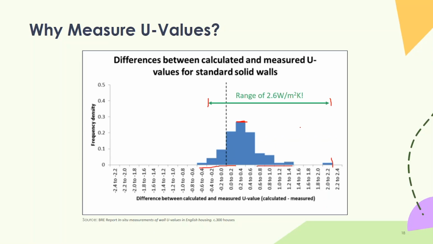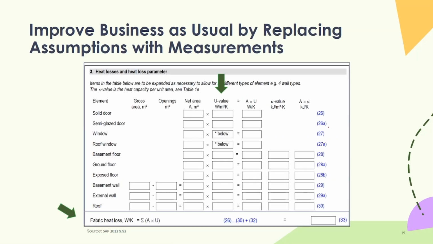So again, it's a dangerous game to assume the law of averages and that every property aligns with these assumptions that we often make. So yeah, we can improve business as usual by replacing assumptions with measurements. We can either measure U values, we can measure airtightness, or we can measure HTCs and plug those straight into the models. So I'm not saying we should be throwing that in the bin or using another modeling software. It's more that any modeling software is going to fall victim to the quality and accuracy of the inputs put into it.